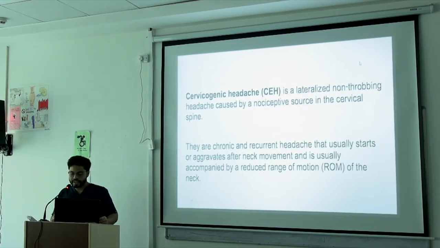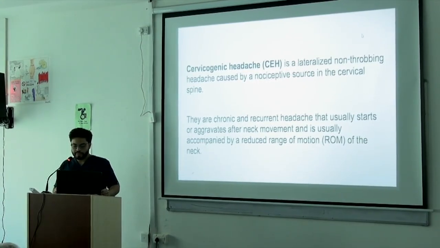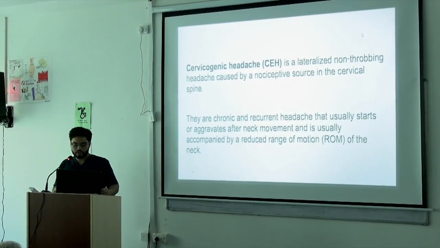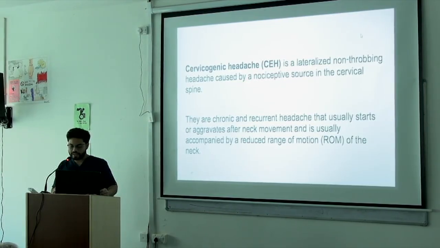Cervicogenic headache is a lateralized, non-throbbing headache caused by a nociceptive source in the cervical spine. They are chronic, recurrent headaches that usually start or aggravate after a neck movement and are usually accompanied by reduced range of motion of the neck.